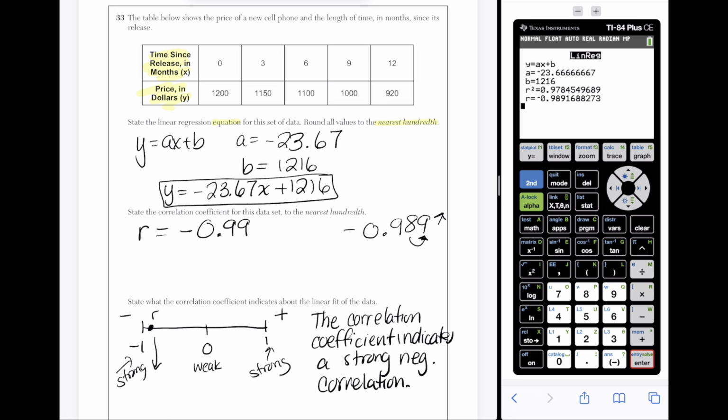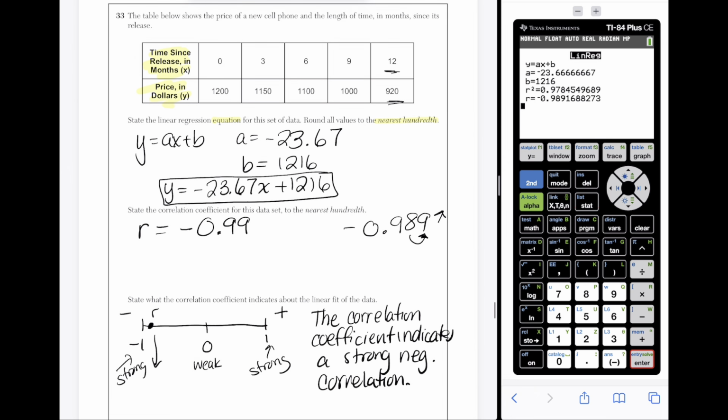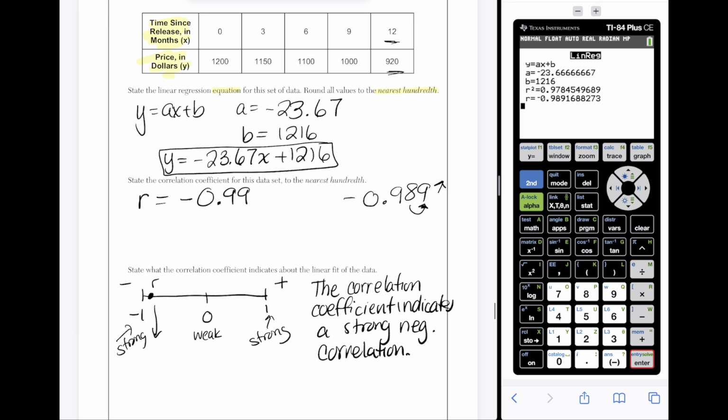Now, I could go even further and explain that and justify it and what this means. Pretty much what we're seeing is as more months grow, it increases, the price in dollars decreases. That's basically what it means. So if you wanted to justify it even more and explain, you could.